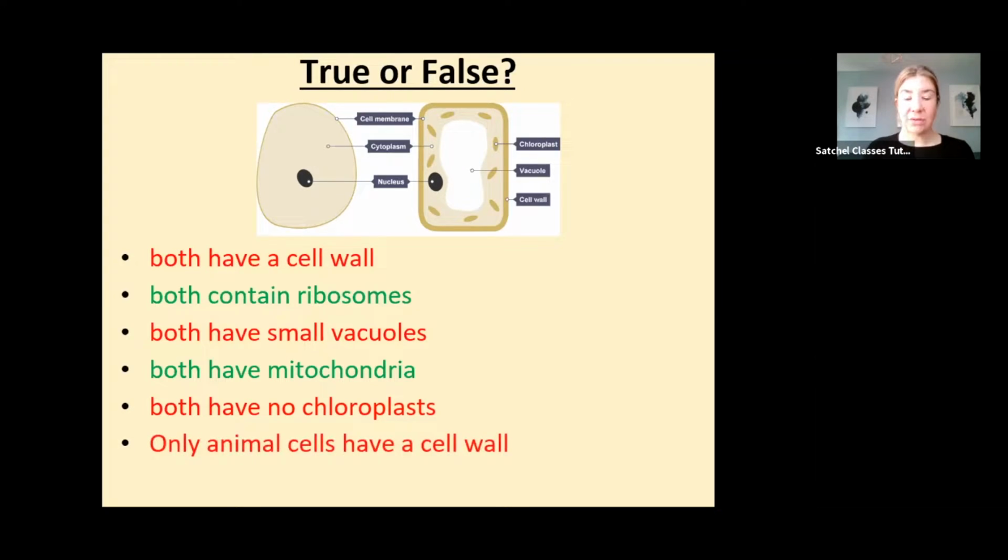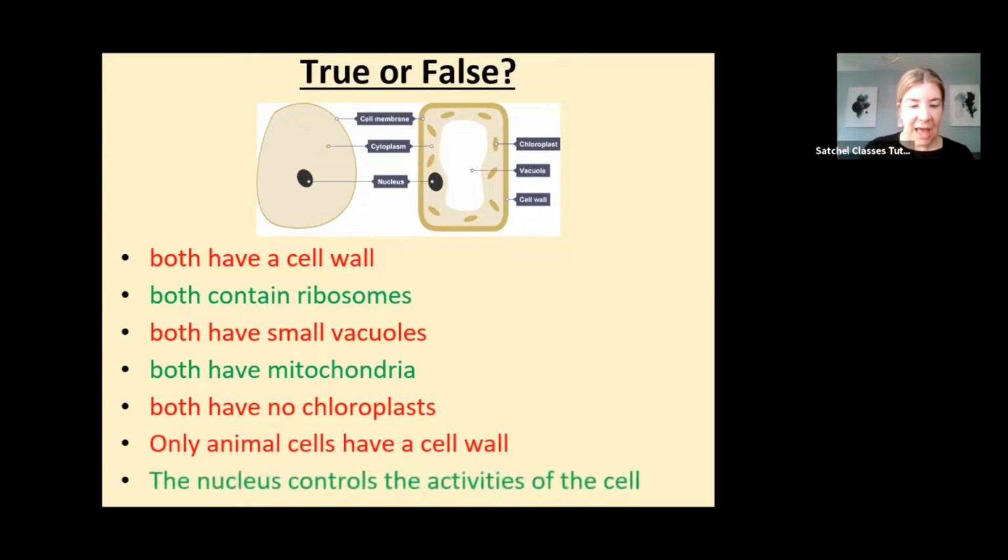Only animal cells have a cell wall is false, and the nucleus controls the activities of the cell is true. That is a really nice sentence for stating the function of the nucleus. In a GCSE biology question, you can say it contains DNA or genetic information, or you can say that it controls the activities of the cell.